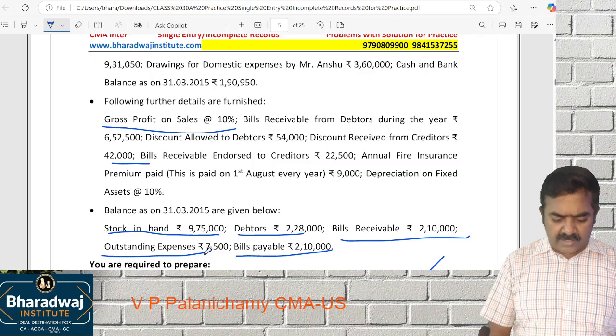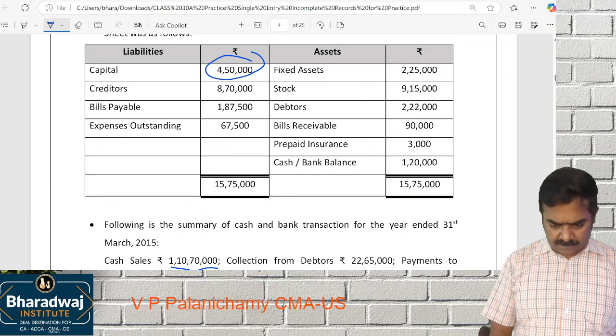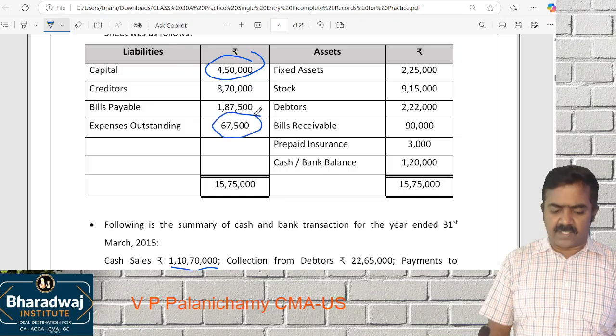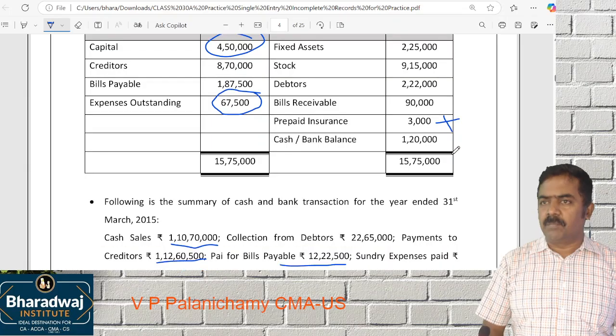7,500 is given. Minus outstanding expenses at the beginning of the year. What is outstanding expenses at the beginning of the year? 67. This outstanding expenses at the beginning of the year you have to eliminate. Then add prepaid insurance at the beginning of the year. And it is given in the question.